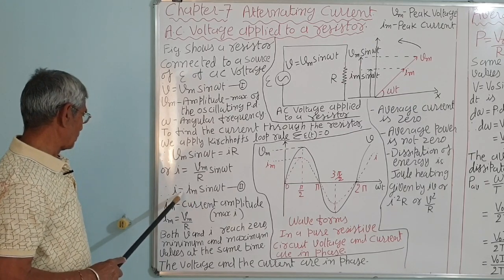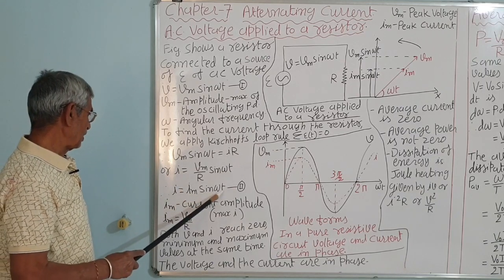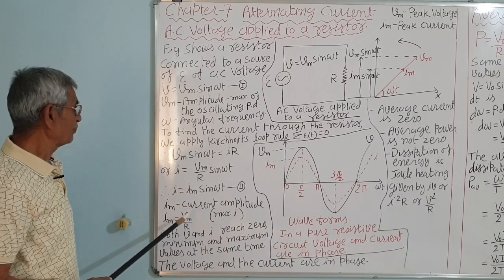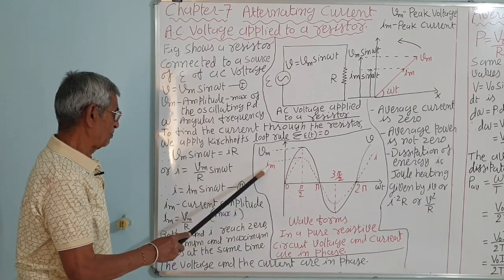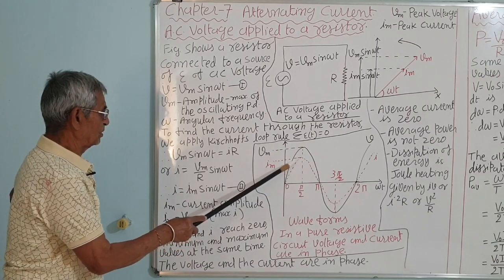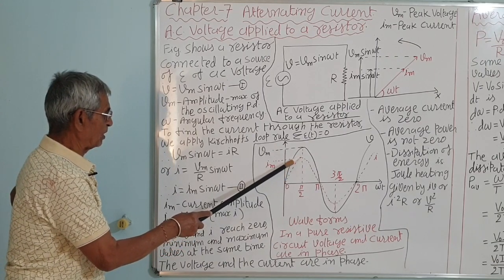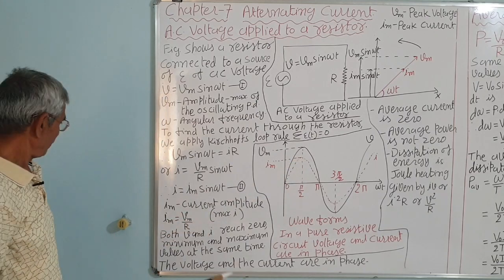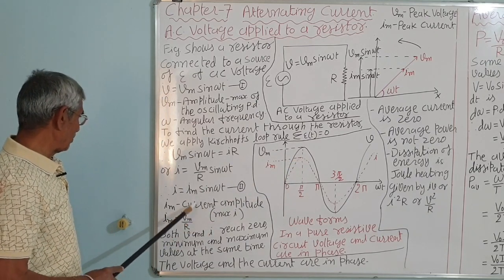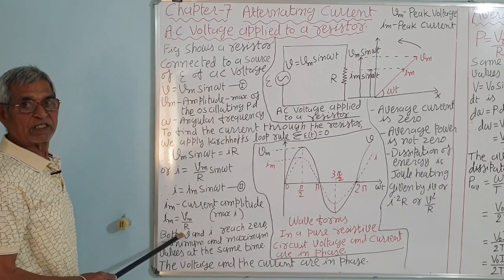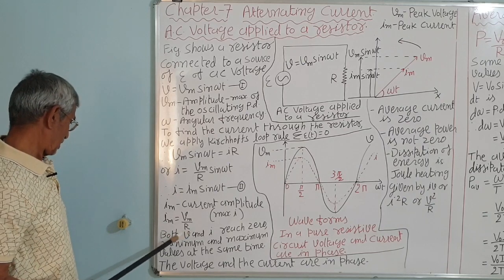Therefore I is equal to Im sin omega t. This is the maximum current Im, and it decreases. So Im is equal to Vm upon R. Vm is the maximum voltage, and voltage upon resistance is equal to the maximum current in the circuit.